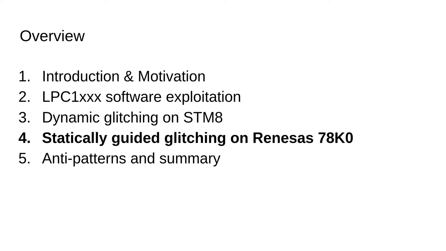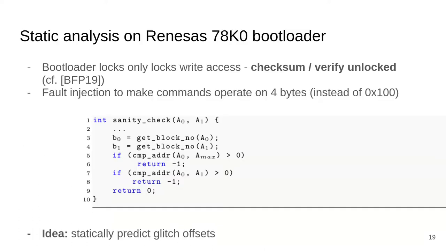Then finally, I'll explain how we enhanced voltage glitching by static analysis on the Renesas 78K0 chip. Bonazzo et al. came up with a very clever attack on this chip. The chip only locks write access, but leaves a checksum and a verify open, but only on 256 consecutive bytes.